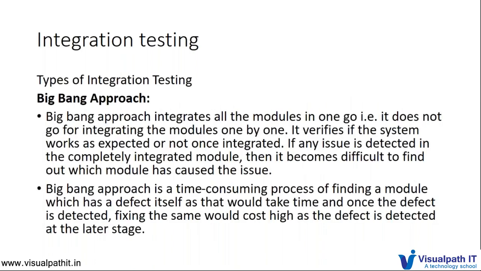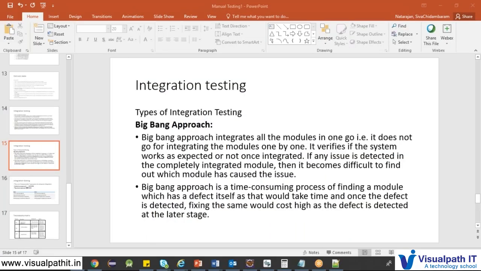So there are different types of integration testing. One foremost type is the big bang approach. Big bang approach is nothing but integrating all the modules. This approach is not widely followed because it integrates all the modules in one go. Every module of the application will be combined, and only then do they do this testing, which is not practically possible. When all the modules have been combined, then they will go for system testing.